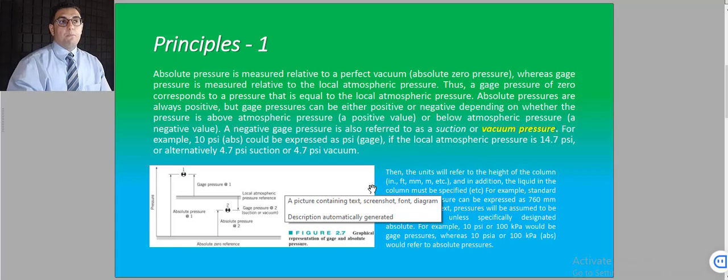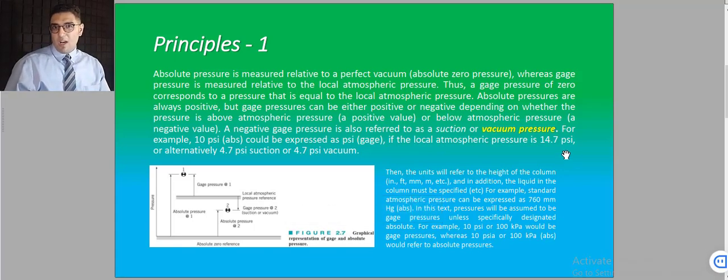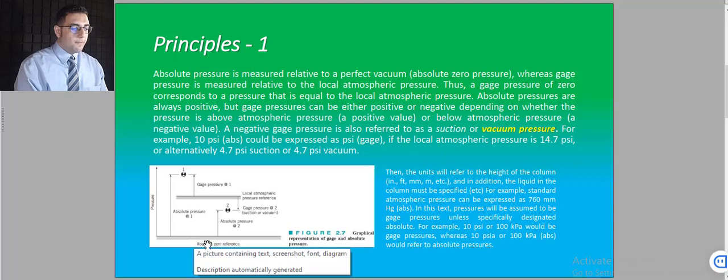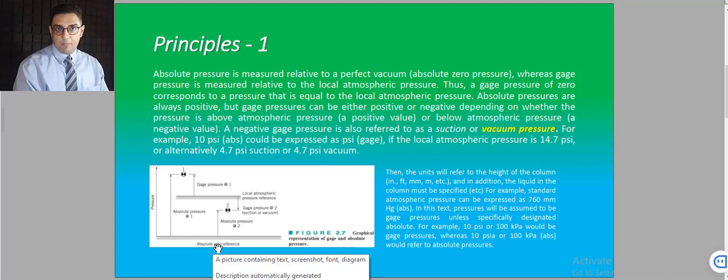You know guys, we have two types of pressure. One is absolute and the other is gauge. The absolute pressure is relative to the perfect and absolute reference, and it is always positive. Absolute pressure is always positive.